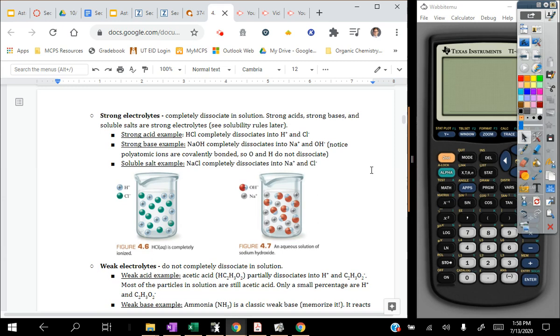For example, with our strong acid, HCl completely dissociates into H plus and Cl minus ions when dissolved in water. You can see that in picture 4.6.